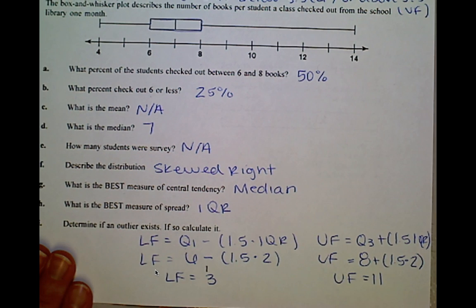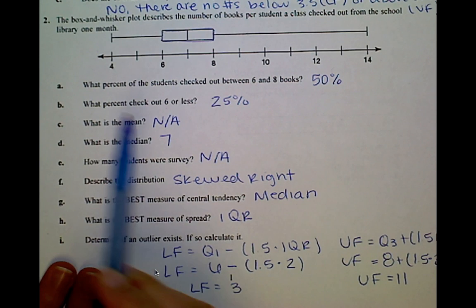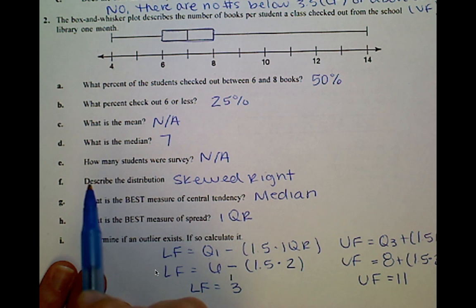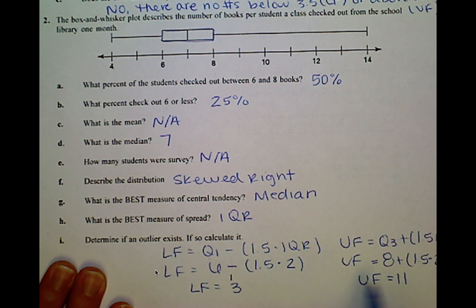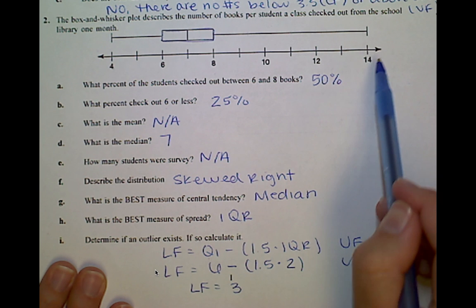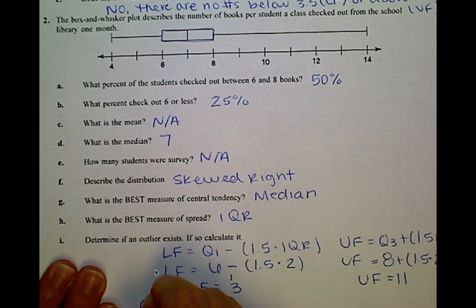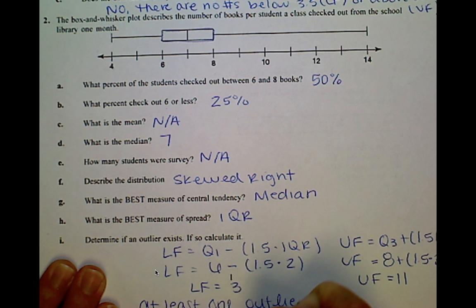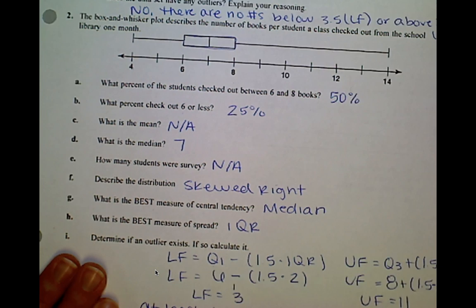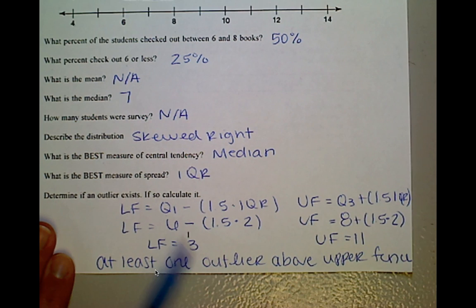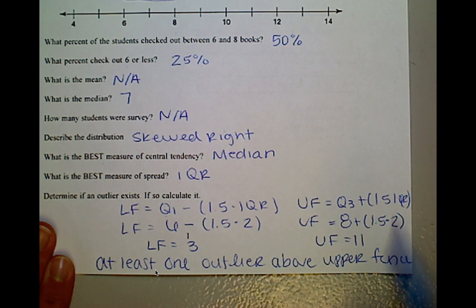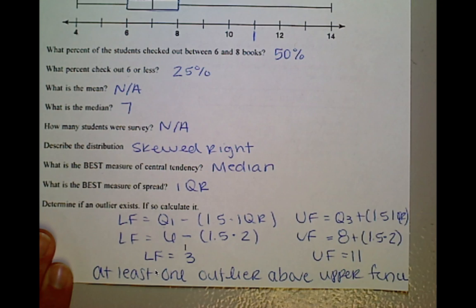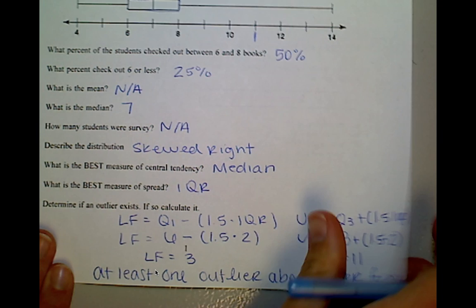So when I'm looking at this, I want to know, is there any numbers below the lower fence? Well, my smallest number is 4, so we're good on that side. And now I want to know, is there any numbers above my upper fence? So the biggest number is 14. 14 is bigger than 11, so there is at least one outlier above the upper fence, which happens to be 11. We don't know how many, but we know there's at least one because our data goes past the upper fence. Our upper fence is right here at 11. And 14 is bigger than 11.